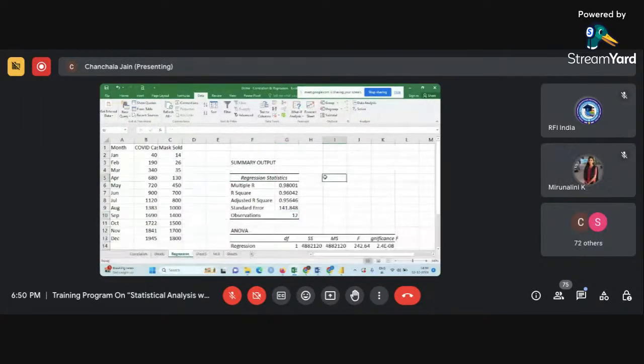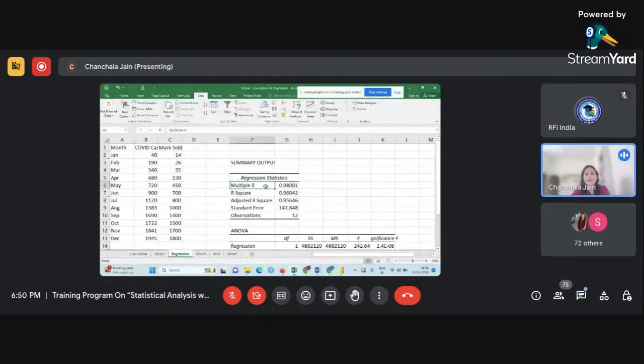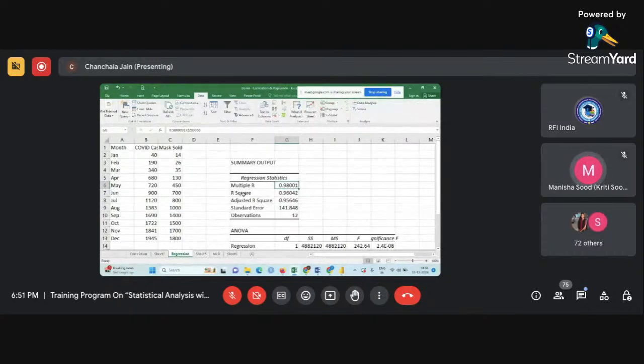Yes, ma'am. So now you can see we are getting here the multiple R. Generally, the software is designed like this. So it is giving you multiple R, that is your correlation value, right? So here the correlation is coming as 0.98. That is 98% relationship between the COVID cases and masks sold, right? If COVID cases are increasing, selling of masks will also increase, right? Clear?